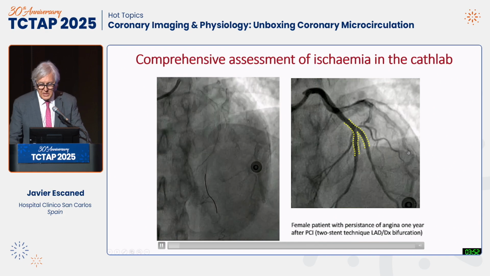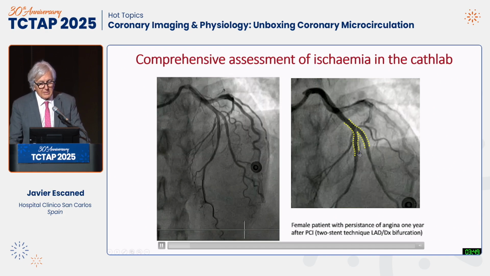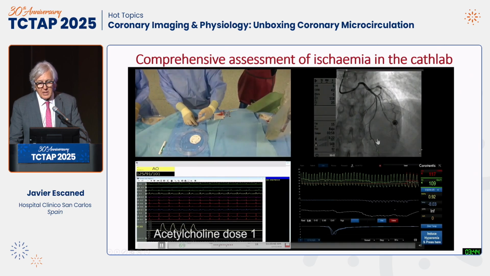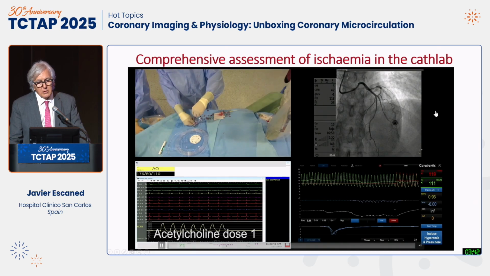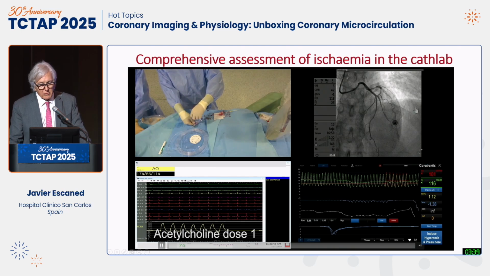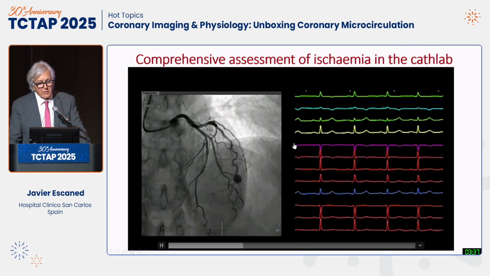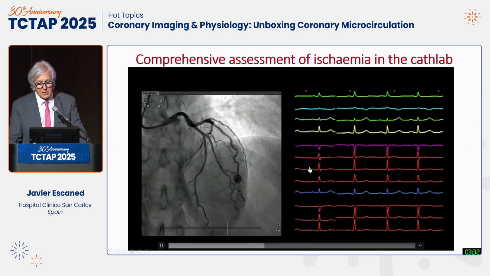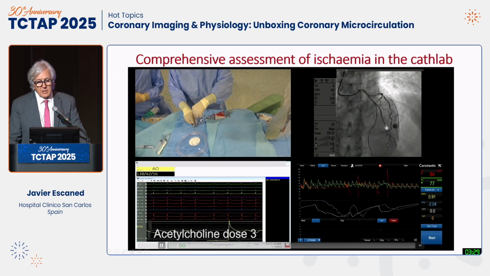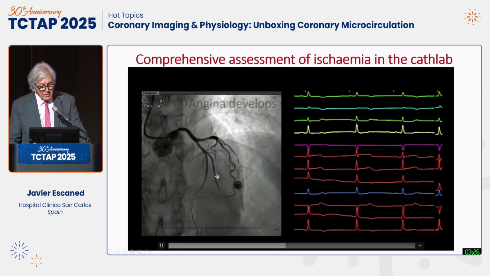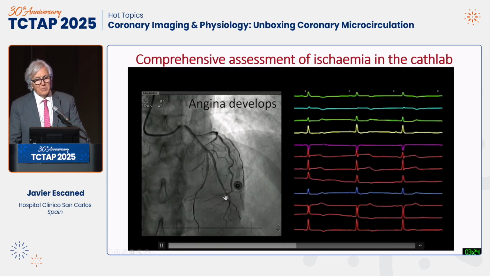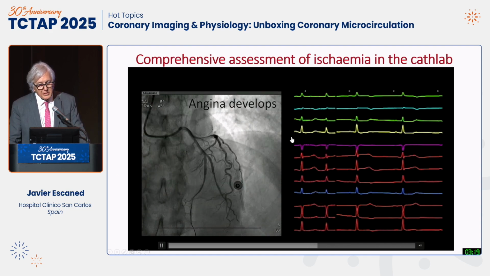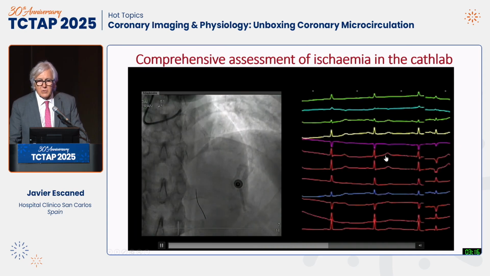Now, how you do this in the cath lab, I'm just going to show you an example. A patient that continues having angina after PCI, despite having this very nice two-stent technique performed 6 months before. So there's no restenosis, of course. We give 2 micrograms of acetylcholine over 40 seconds, no changes in the epicardial vessels. But when we reach 100, we have this non-reflow phenomenon, so to speak, a slow flow that you can see here, angina, the angina that the patient refers, and then, of course, EKG changes.